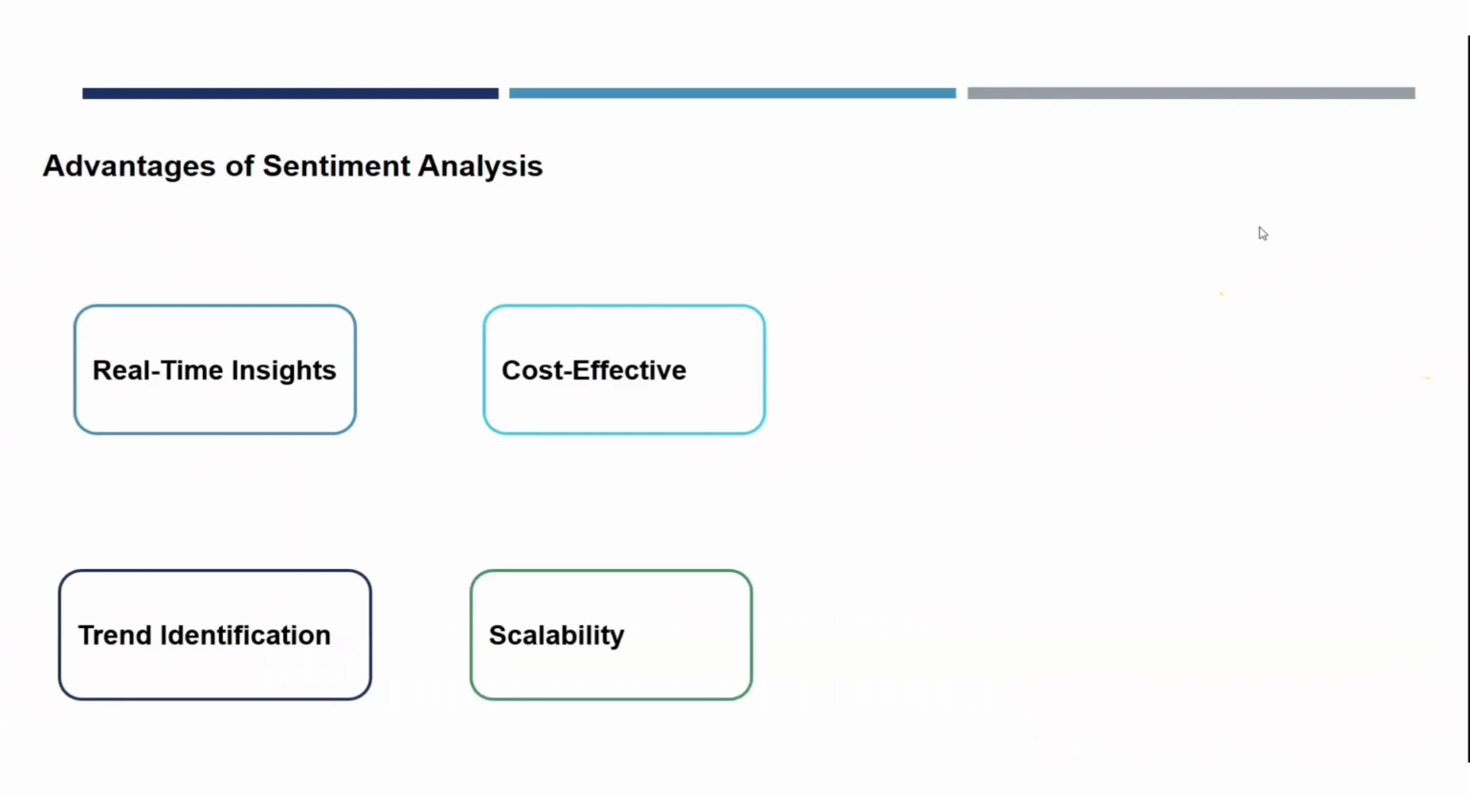Scalability. So what is the scalability here? The scalability means we can analyze a large volume of data quickly and efficiently. So we can review 1 lakh reviews, 1,000 reviews at a time, and do the sentiment analysis on that at a time, and we can take the decision immediately. Okay, so that is scalability.